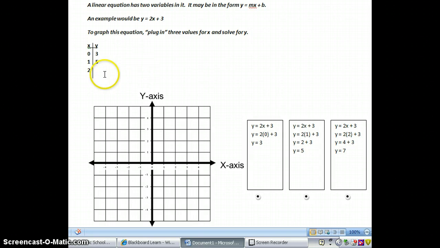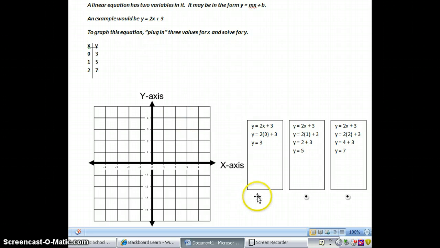Now, just to make sure, I'm going to go for a third ordered pair. So I'm going to choose 2. You might choose -1 if you want. It doesn't really matter. So y equals 2 times 2 plus 3, which is 4 plus 3, which is 7. So my next ordered pair is 2, 7.